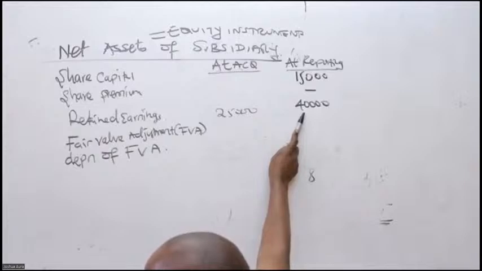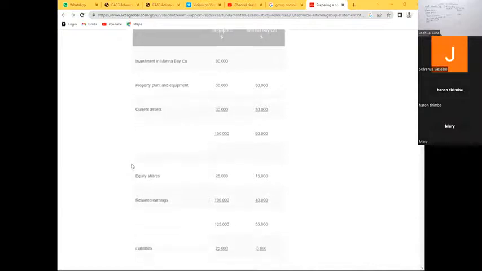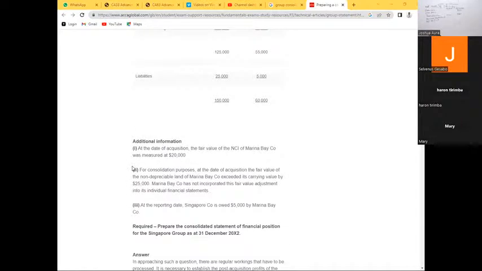Don't write anything yet. I'll be able to guide you. Now, from there, if you go down here, they are telling us something very important. At the date of acquisition, the fair value of NCI, what we call non-controlling interest. We are not yet there.